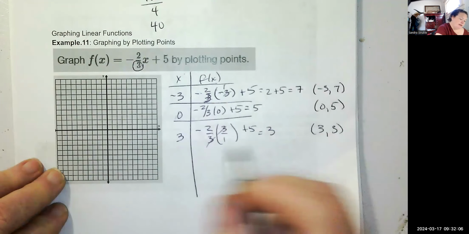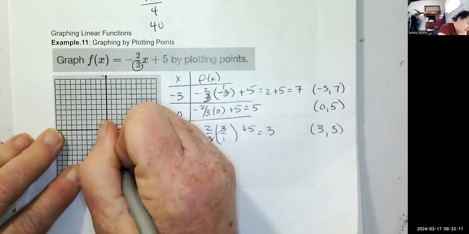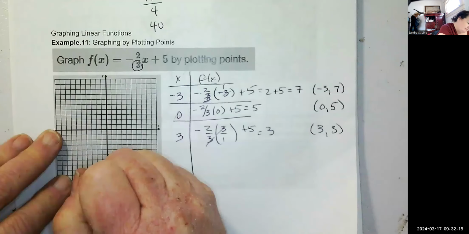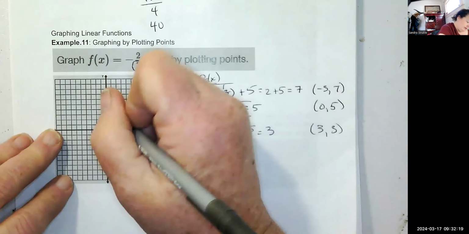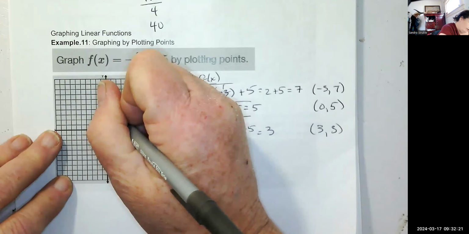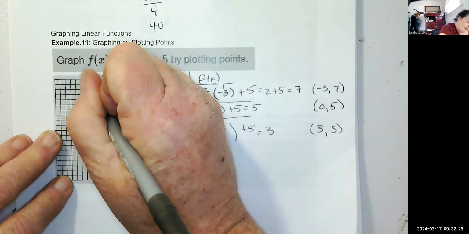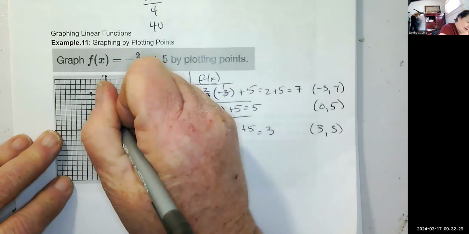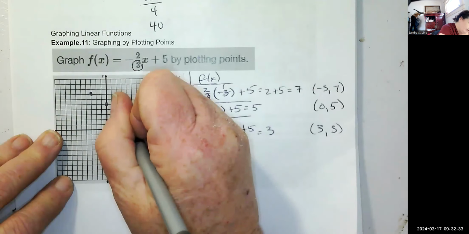All right. Negative 3, 7: 1, 2, 3, and then up 1, 2, 3, 4, 5, 6, 7. Positive 7, right there. Then 0, 5, and 3, 3. Okay, looks good.